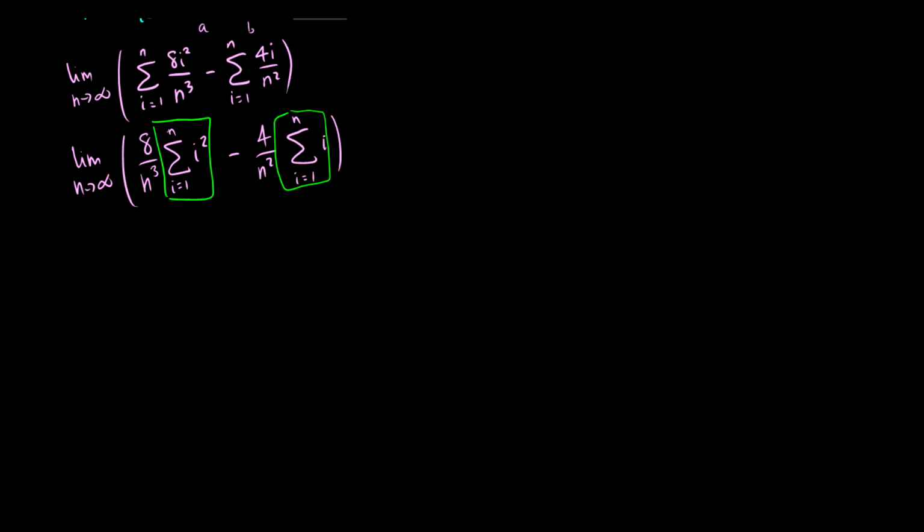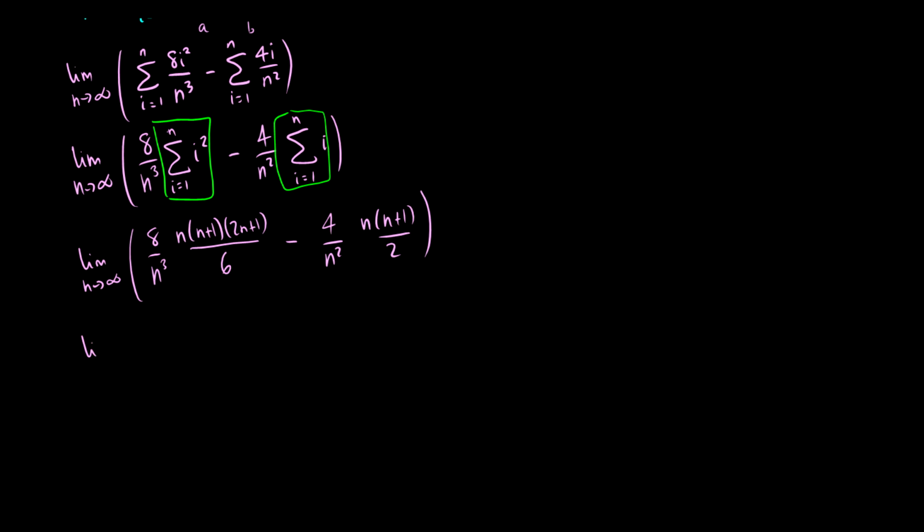So we're going to get the limit as n goes to infinity of 8 over n cubed times, well, the sum from i equals 1 to n of i squared is n times n plus 1 times 2n plus 1 over 6. And then we're going to subtract 4 over n squared times the sum from i equals 1 to n of i. The formula for that is n times n plus 1 over 2. So now it's a very simple limit problem.